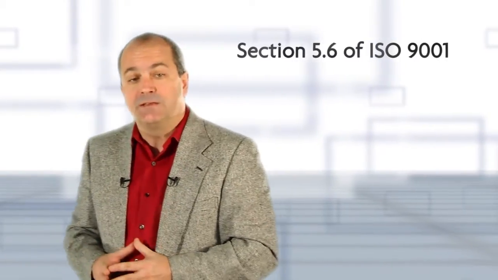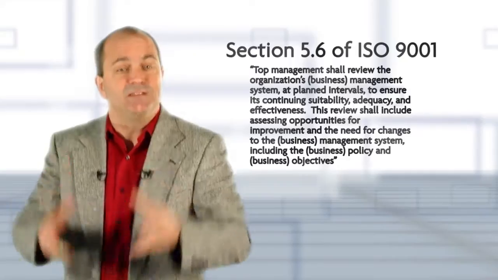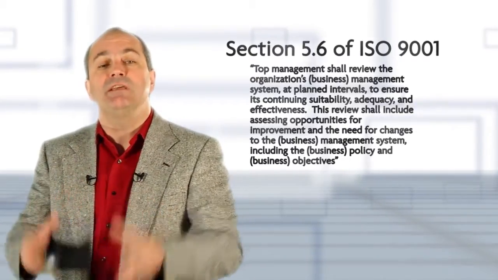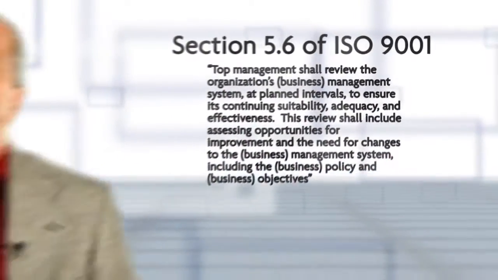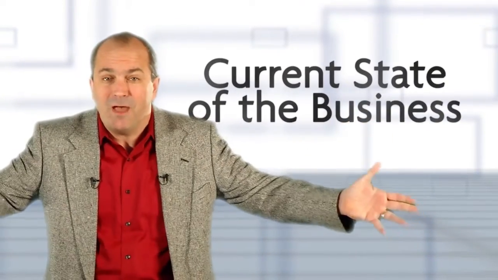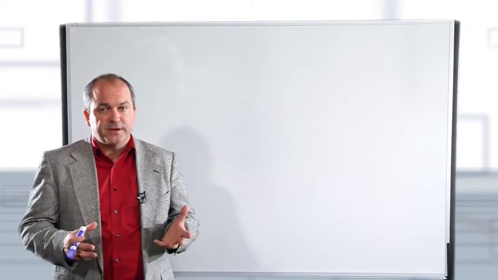This requirement is: top management shall review the organization's business management system at planned intervals to ensure its continuing suitability, adequacy, and effectiveness. Well, essentially what this is saying is that this is the current state of the business. That's what management review is really all about. Now, ideally, there should be an intermediate step between the current state and the future state.